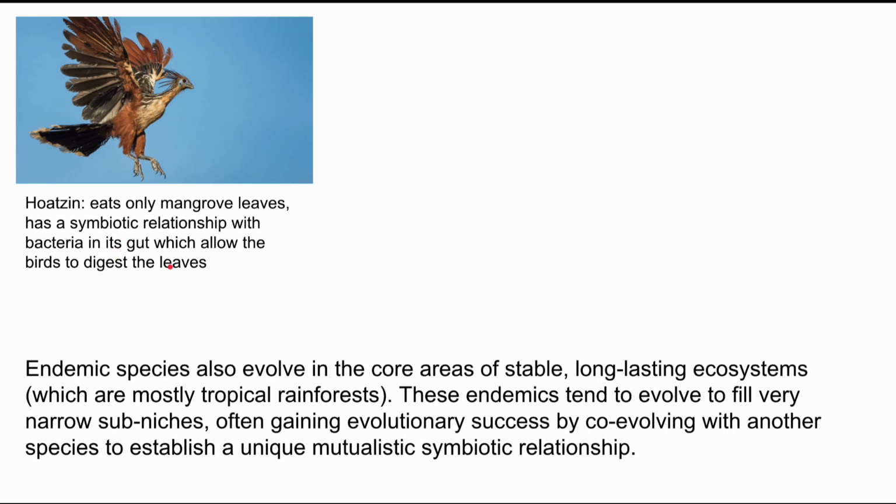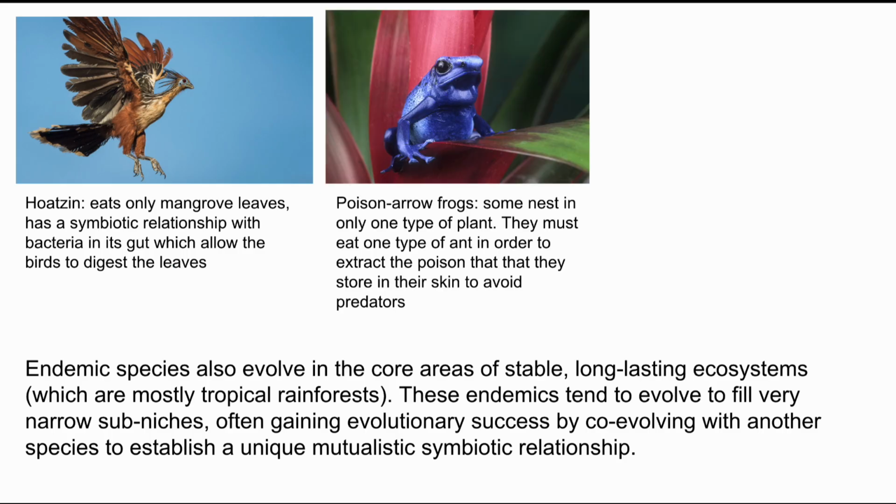So there's this food resource, leaves. None of the other birds were accessing it, and over time, evolution found a solution to allow it to access that food resource. You have these poison arrow frogs. I'm sure you've seen pictures of them.